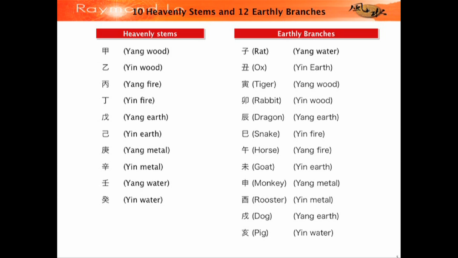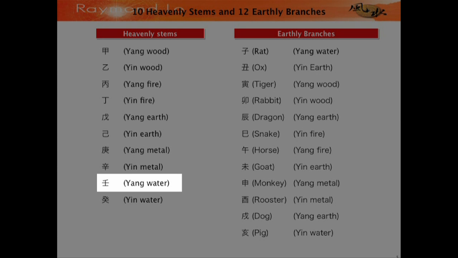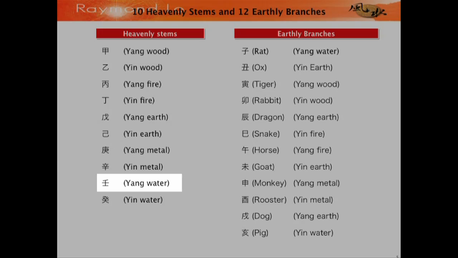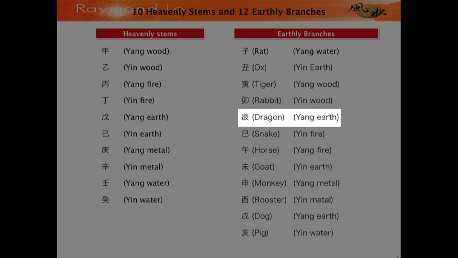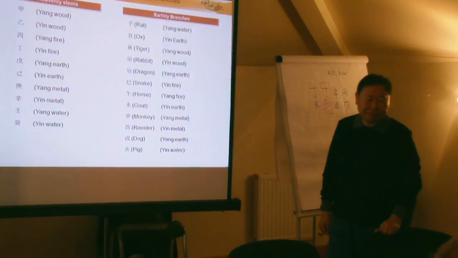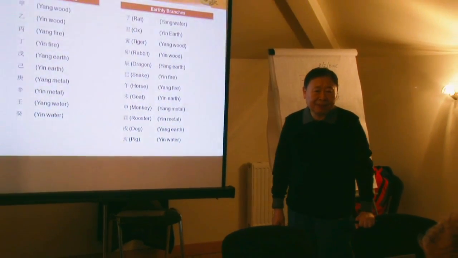For example, 2012. Is this element yang water? The year is denoted by two characters: yang water over the sign that means the dragon. So therefore, the influence of that year is yang water over earth.